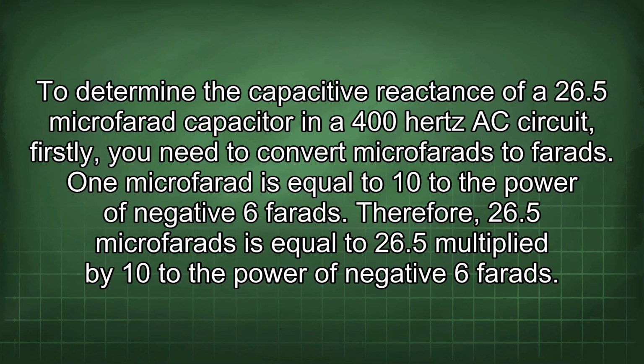To determine the capacitive reactance of a 26.5 microfarad capacitor in a 400 Hz AC circuit, firstly, you need to convert microfarads to farads. 1 microfarad is equal to 10 to the power of negative 6 farads. Therefore, 26.5 microfarads is equal to 26.5 multiplied by 10 to the power of negative 6 farads.